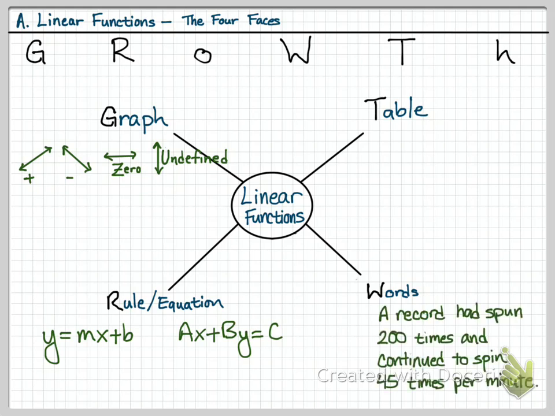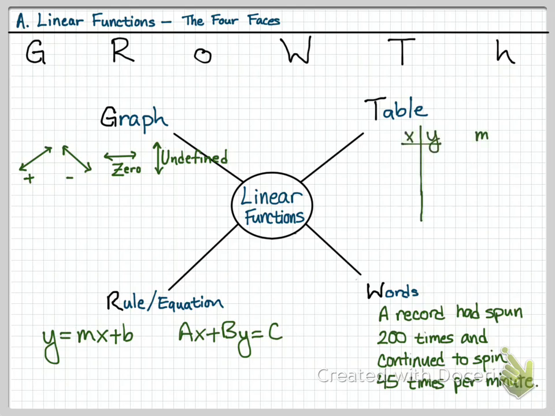The third face is words. A linear function means nothing unless it follows something in the real world, and an example of that is a record. Say a record is spun on a record player 200 times already and continues to spin 45 times per minute. That's also known as 45 RPM. That's an actual linear function in words. It has already spun 200 times and it continues to spin at an exact rate of 45 times per minute. That's what specifies this as a linear function, that the rate of change is constant, and it is the same at any time that you study it.